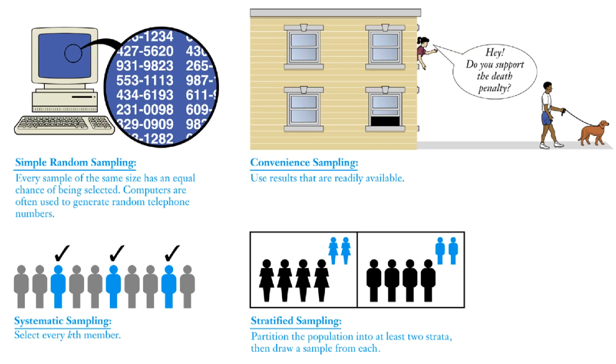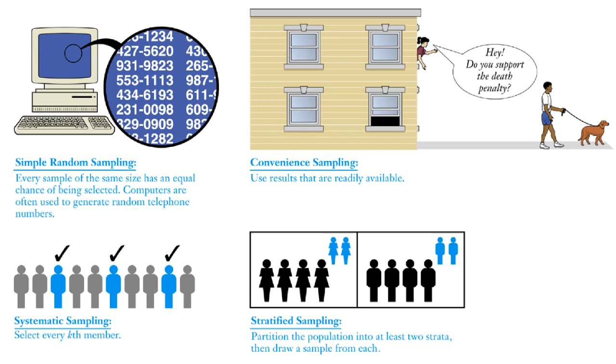Right? Next up would be convenient sampling. That means just use results that are readily available. So if there's already a lot of data on the subject, or if there's some way to just easily get a whole bunch of people to talk about something, a lot of information already on the internet about it. Use stuff that's readily available.